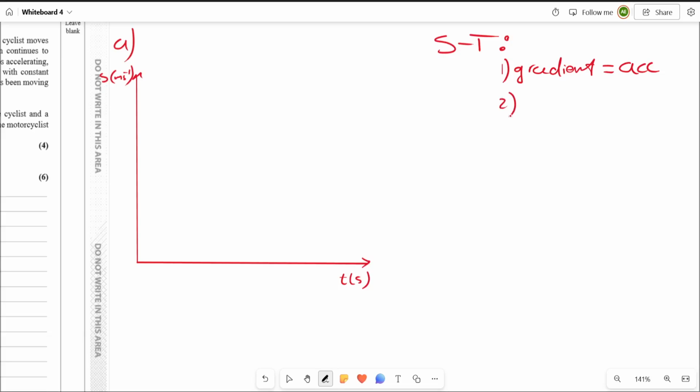Second thing, area is similar to y times x. Y is speed, x is time. So speed times time, that is distance.